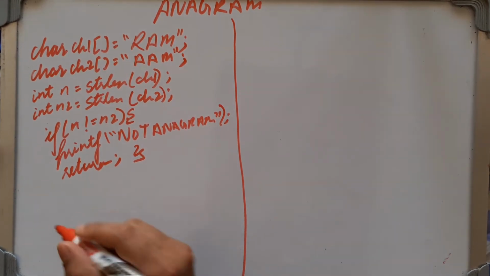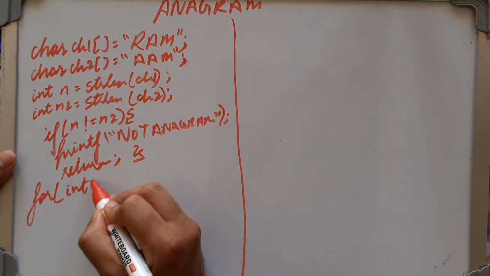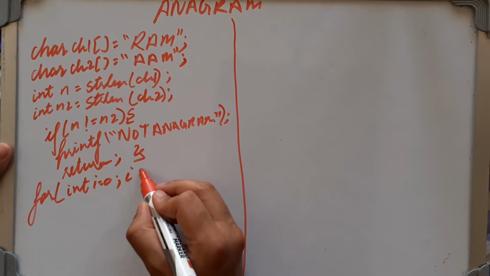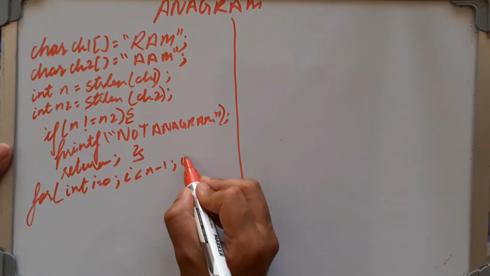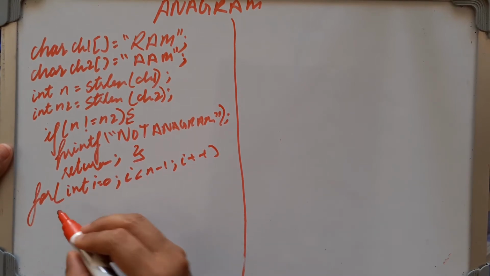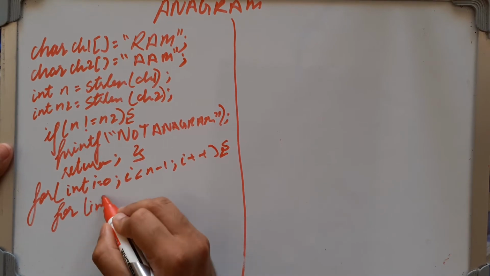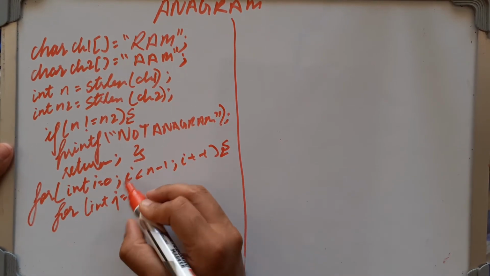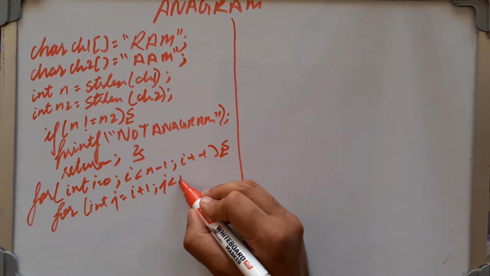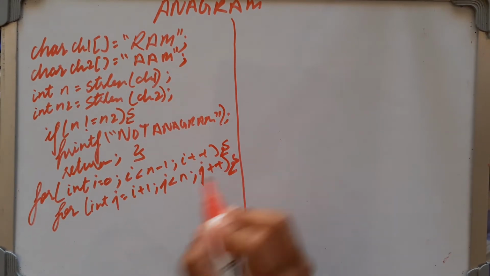If it's true, then go on and write a for loop like int i equals to 0 and i is less than n minus 1 and i plus plus. Okay, go on for loop. You have to do basically sorting of both the strings. Int j equals to i plus 1 and j less than, you can take n, and j plus plus. Okay, j bracket starts from here.